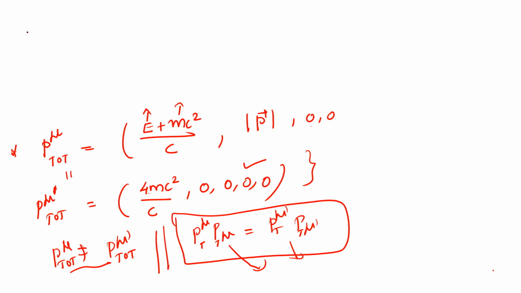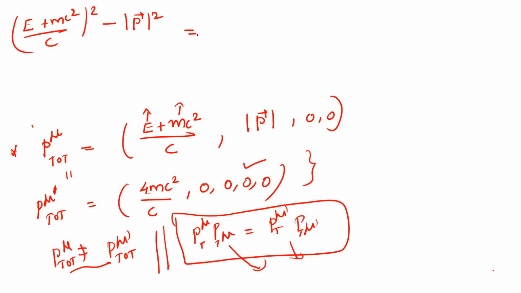I'll show you examples. All right, this is the thing. So we make use of this fact, p mu total. I've already written it here. You take the scalar product on both sides. The scalar product on the left side is simply (E plus mc²) divided by c squared, minus the modulus of p vector squared, because it has a modulus p vector square.